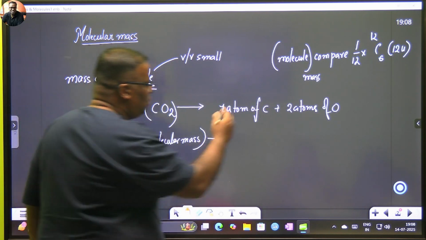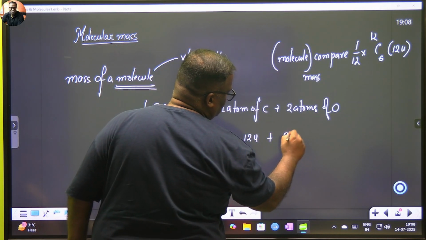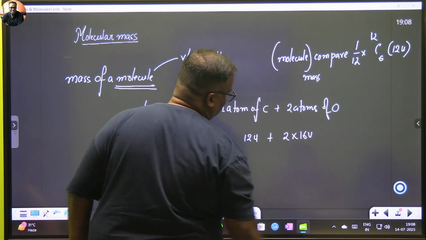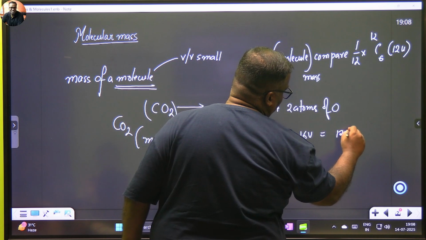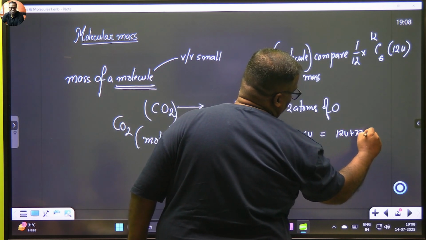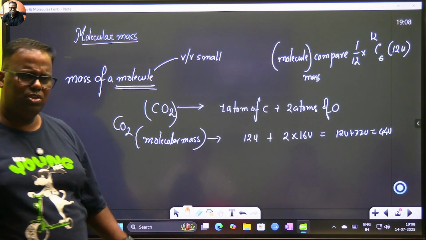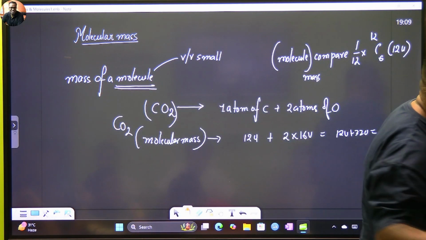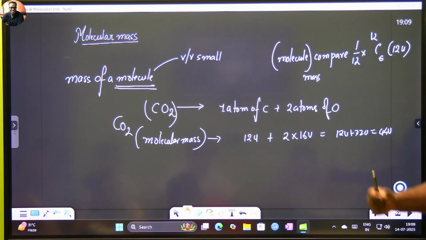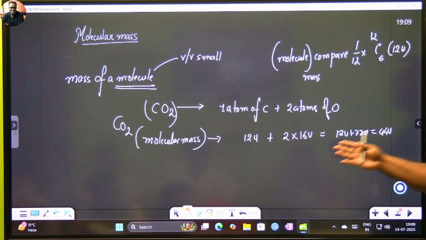So the molecular mass will be one atom of carbon, which is 12 atomic mass unit, two atoms of oxygen, which is 16 atomic mass unit. So how much is it? 16 times 2 is 32, 12 u plus 32 u, which actually gives you 44 atomic mass unit. Have you understood? Very easy. If you know the atomic mass unit of the individual atoms that constitute a molecule, then you should be able to find the molecular mass.